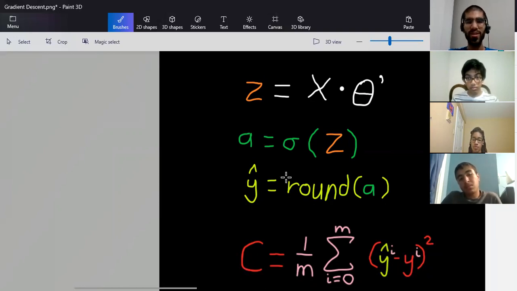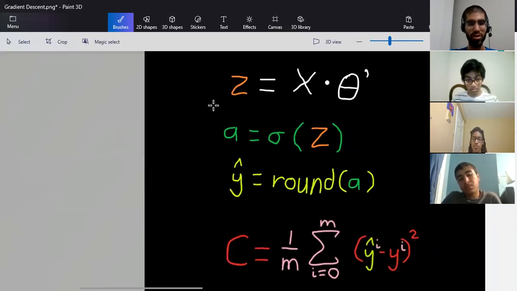Hopefully you still remember a little bit of these equations because I explained them extensively last lesson. But these are the four equations that we call feed forward. Feed forward as in you go from the inputs and the parameters and you go all the way forward through all of these equations until you actually get to the cost. That's the output of a machine learning algorithm.